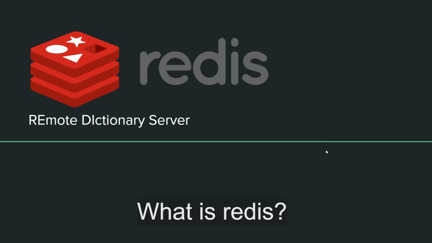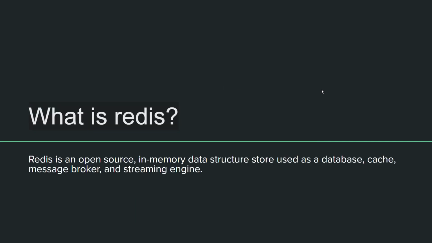So what is Redis? Redis is an open source, in-memory data structure store used as a database, cache, message broker and streaming engine. Redis provides data structures such as string, hash, list, set and so on. Redis has built-in replication, Lua scripting, LRU eviction, transactions, and different levels of on-disk persistence.